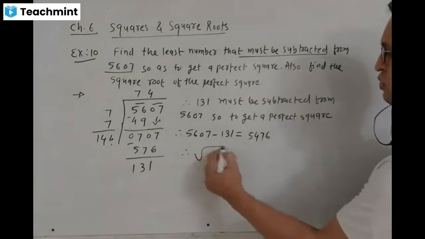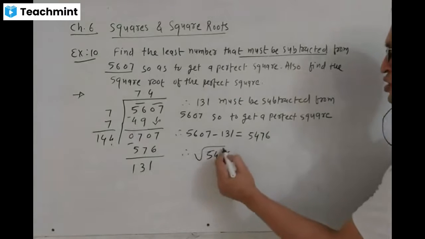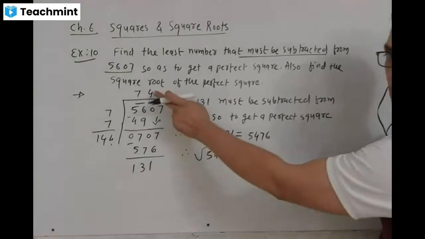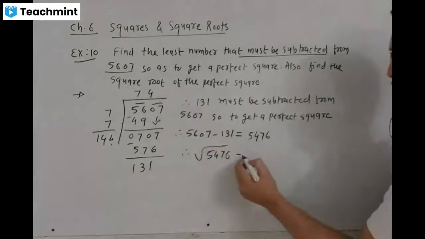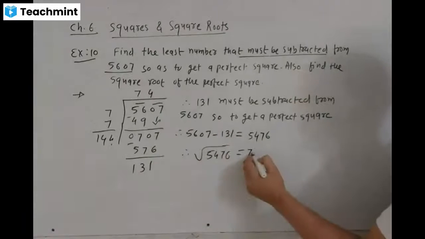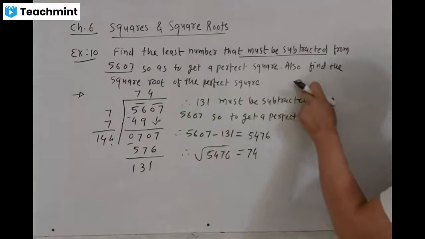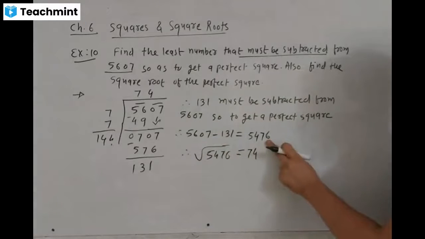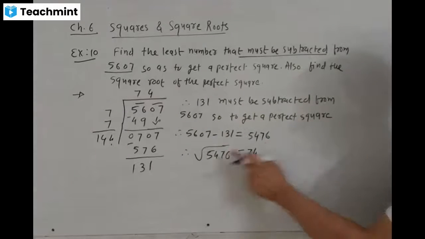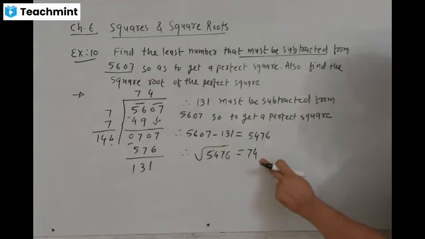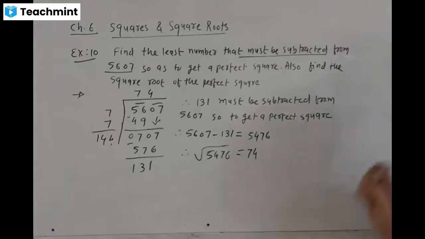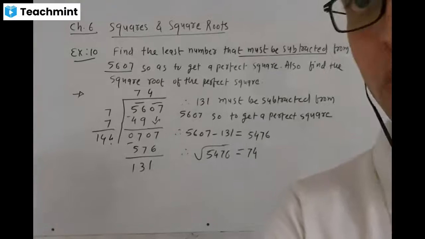And the square root of 5476 is equal to the quotient. The number is 74. Also find the square root of the perfect square number. 5476 is a perfect square number, and its square root is 74. Okay.